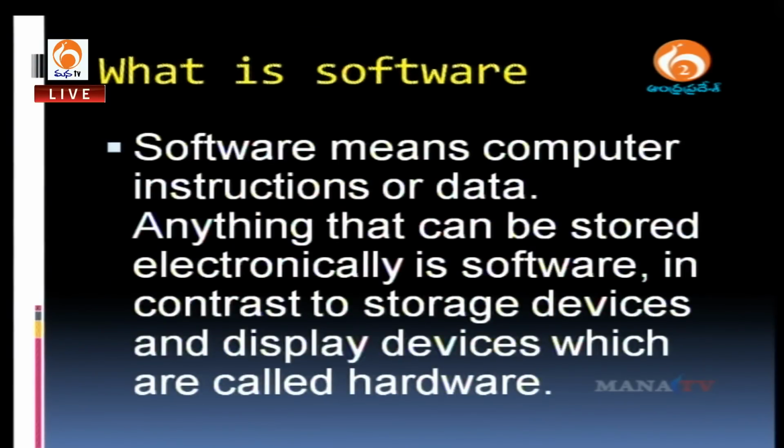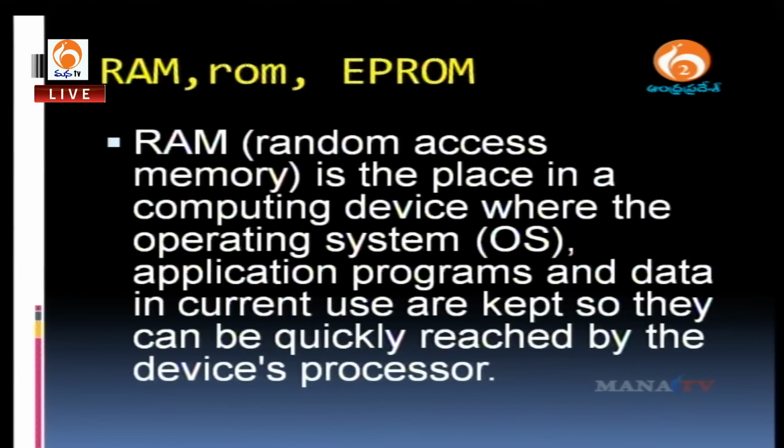Software means computer instructions or data; anything that can be stored electronically is software. There are some differences between software and hardware. Hardware means storage devices and display devices. Next, RAM, ROM, EPROM, which we covered in the first class, two days back. We discussed RAM, read only memory and EPROM.